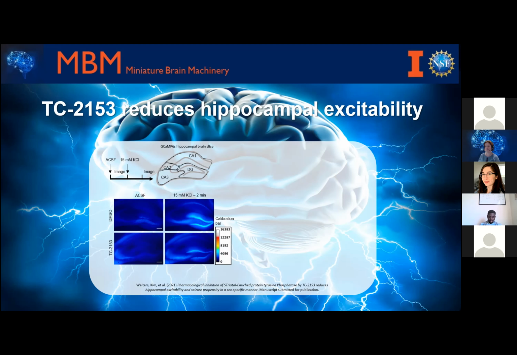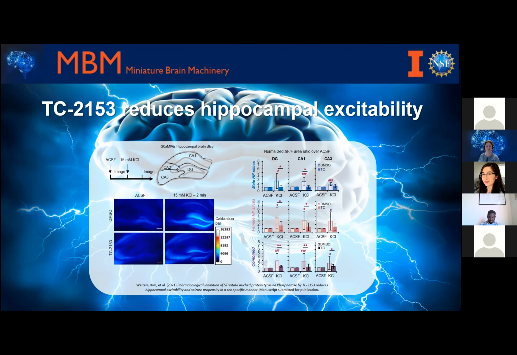So after incubating in a potassium chloride bath, slices that were either incubated with vehicle control or TC compound, we can see that there's a significant decrease in this fluorescence intensity in the TC compound treated slice. And we see this in several different regions of the hippocampus, including the dentate, CA1 and CA3 regions.